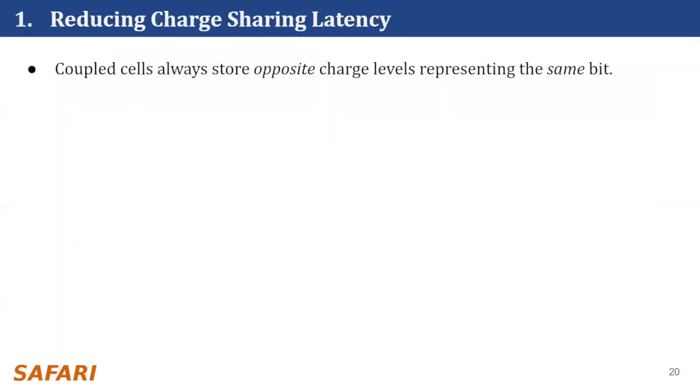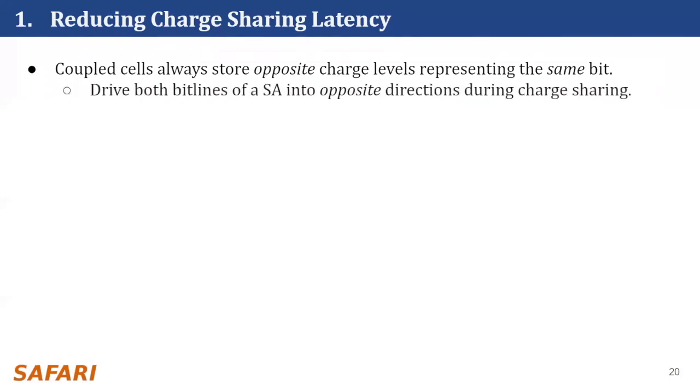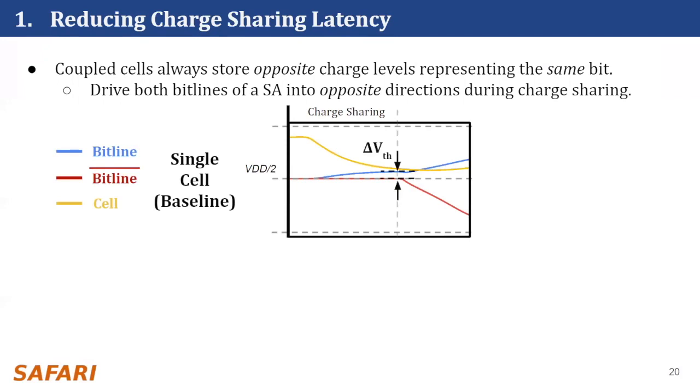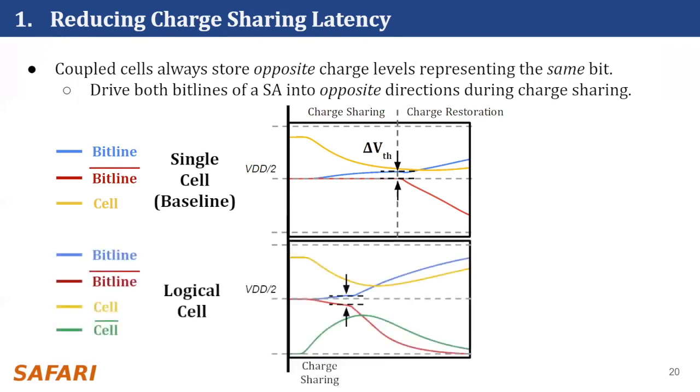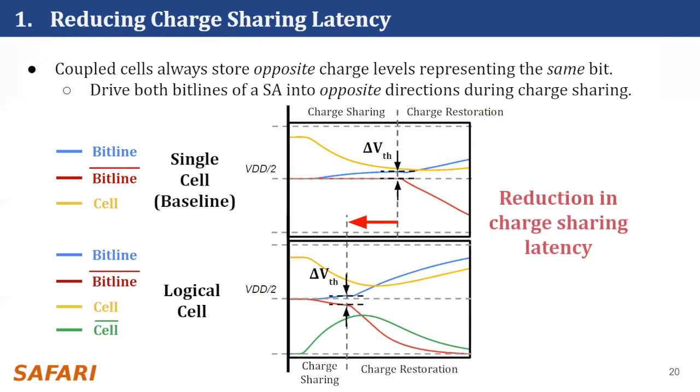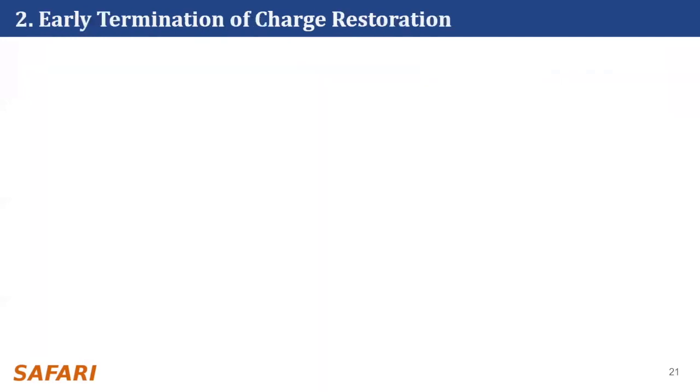The opposite charge level stored in the logical cell reduces the charge sharing latency by driving both bit lines of a sense amplifier into opposite directions during charge sharing. It reduces charge sharing latency because the voltage difference across the two bit lines reaches the threshold voltage required by the differential operation of the sense amplifier earlier than the baseline case where only one DRAM cell is involved during charge sharing. The opposite charge level stored in the logical cell also enables a high-performance mode row in CLR-DRAM to terminate its charge restoration early.